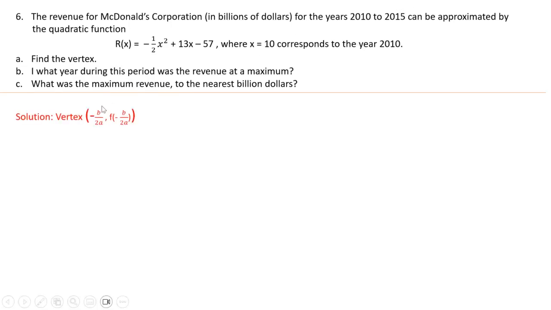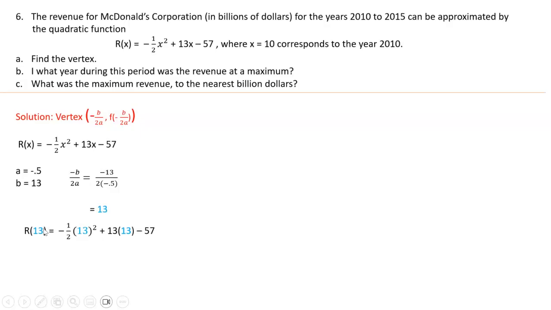First, to find the vertex, there's a formula. My a is negative 1 half or negative 0.5, and my b is 13. Plugging them into the formula, we get negative 13 over negative 1, which gives us positive 13. Now I need to find the y part of the vertex, so I'm going to evaluate the function at r of 13, which means plugging in 13 where the x's are. Then use your calculator, and you're going to get 27.5. So my vertex is (13, 27.5).